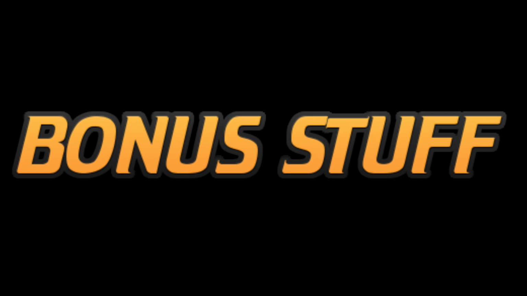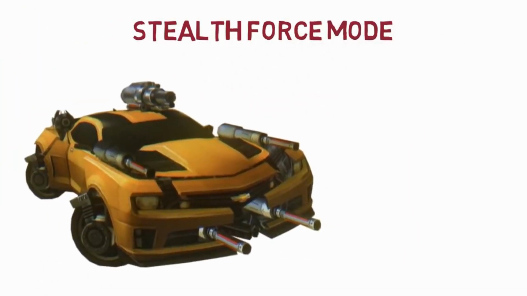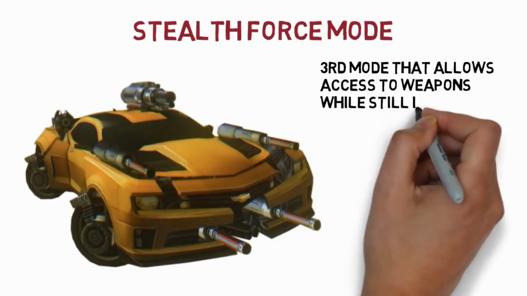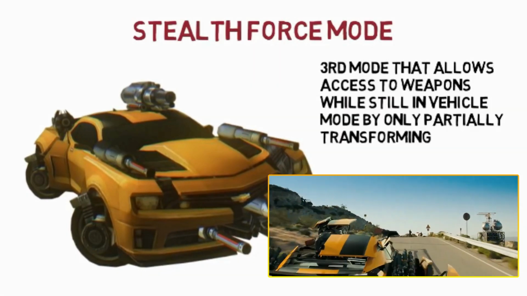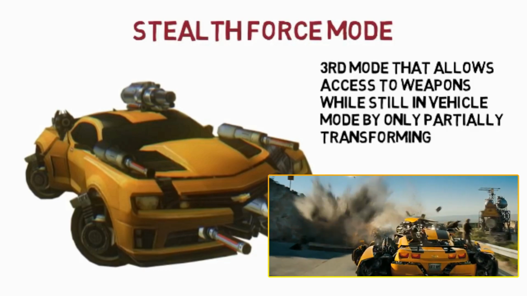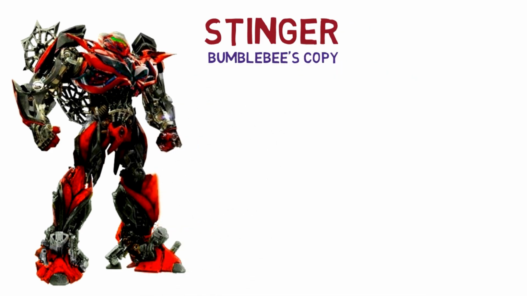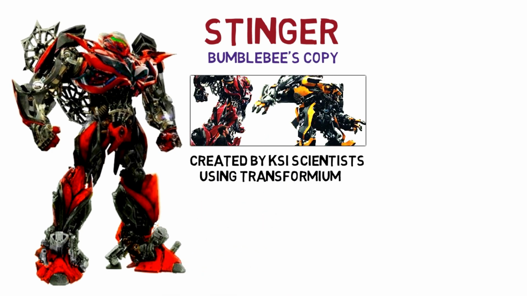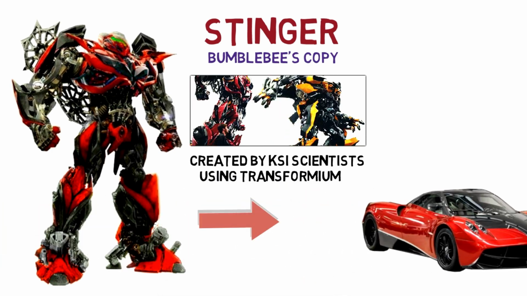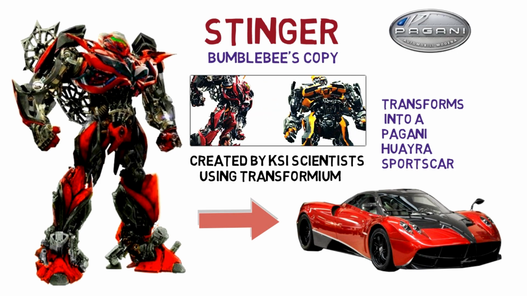Now for some bonus stuff. There's a third mode we haven't talked about, which is the Stealth Force mode, that allows Bumblebee access to weapons while still in vehicle mode, by only partially transforming. There's also that evil copy of Bumblebee known as Stinger. This transformer was created by human scientists from the company KSI using the transformium that they found. Stinger here transforms into a Pagani Huayra, an Italian sports car.